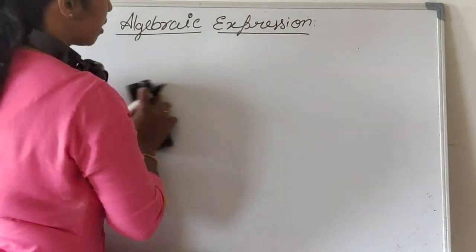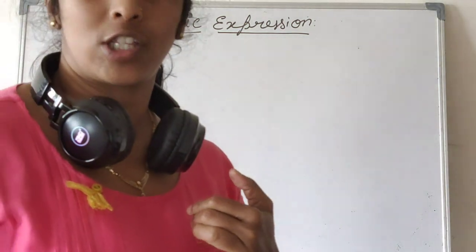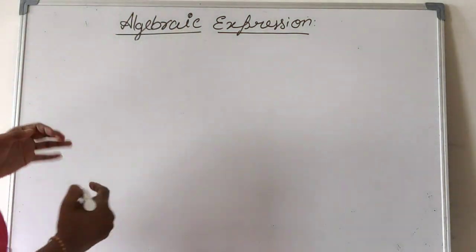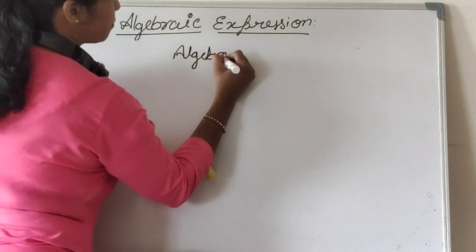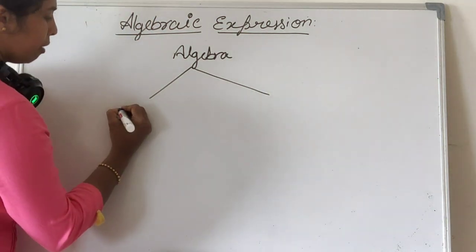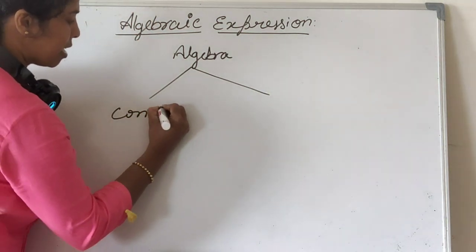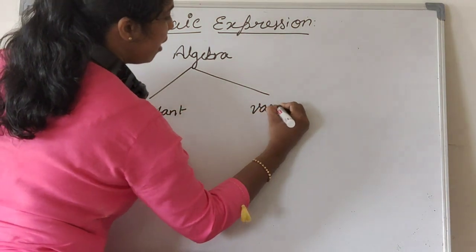In algebra, two things we can see. One is a constant, one is a variable. So algebra is divided into two parts. In that, the first one is a constant. What is meant by constant? You know. Second one is a variable.